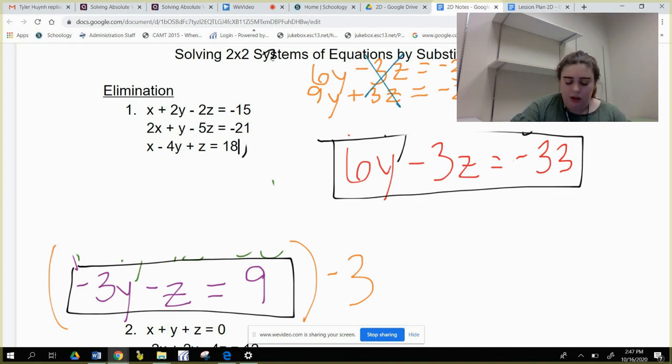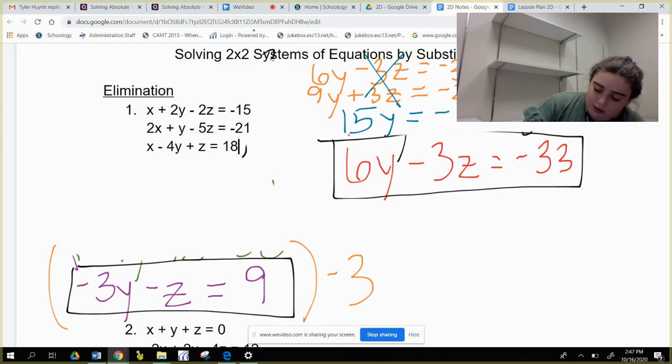Okay, they make 0, so they're gone. Let's combine everything else. So 6y plus 9y, that's going to get us 15y equals, and then 33 and 27, it's going to give us -60, okay? And then all we have to do to get y by itself is divide each side by 15. Okay, so -60 divided by 15, it's going to get us -4. All right, so that is our y value there, okay?